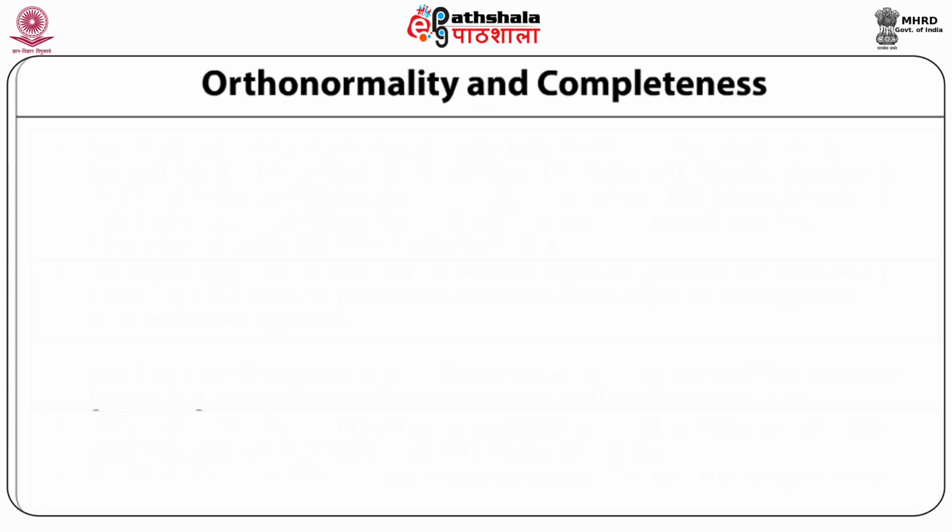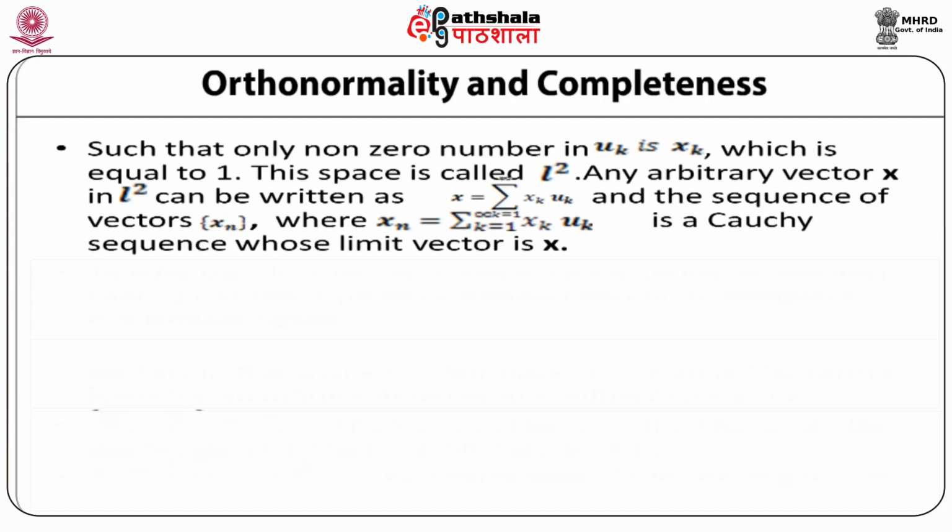This space is called L square, and any arbitrary vector x in L square can be written as x equal to the summation k going from 1 to infinity of xk into uk, and the sequence of vectors xn defined as xn equal to the summation k going from 1 to n of xk uk is a Cauchy sequence whose limit vector is x.